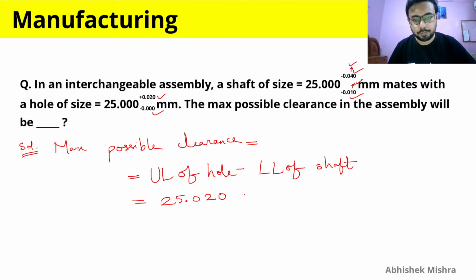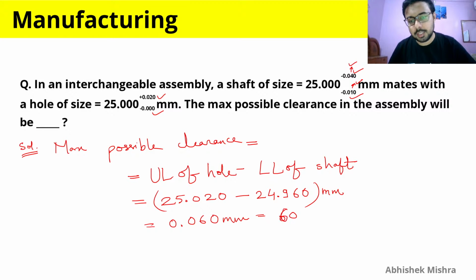25.020. Lower limit of shaft will be 24.960, and these are in mm. So the correct answer here will be 0.060 mm, or you can say 60 micrometers.